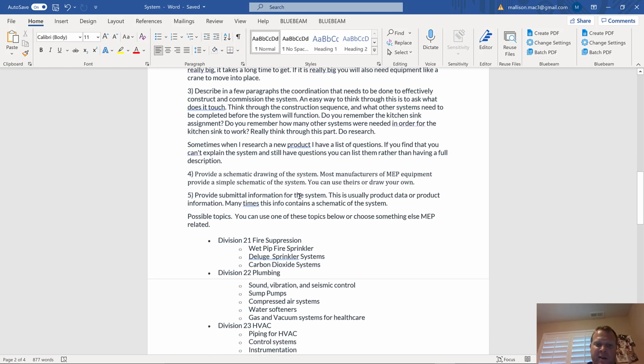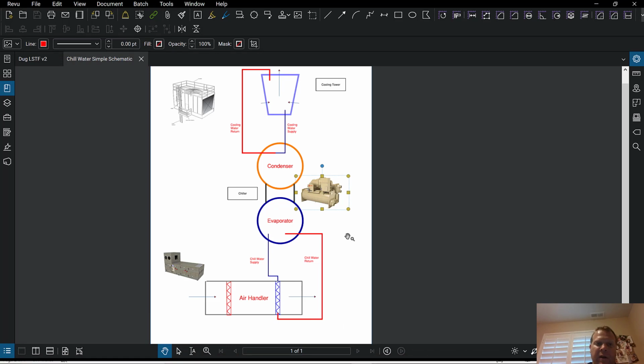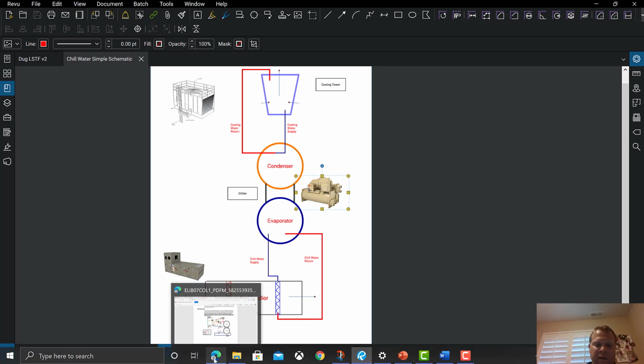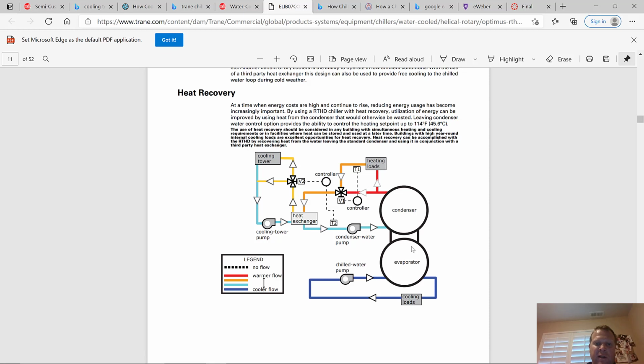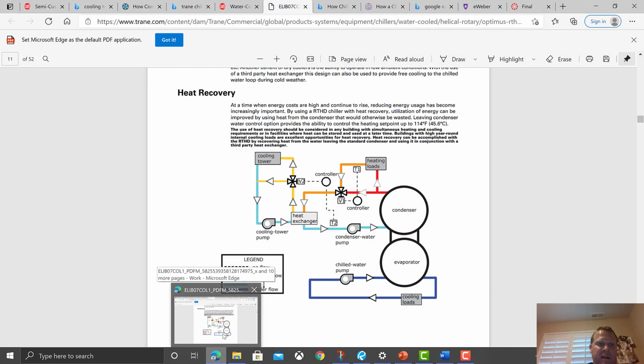And then it says provide a schematic drawing of the system. Now, most MEP equipment provide a simple schematic. So I don't care if you make your own schematic like I did right here, or you could find it online right there. Literally, that's the schematic. There's the cooling load, meaning that's the air handler. And my report's not about an air handler, it's about the chilled water system. And so that's a schematic right there I could have used. There's other stuff online that I think is really good, and I'll show you here in a second.